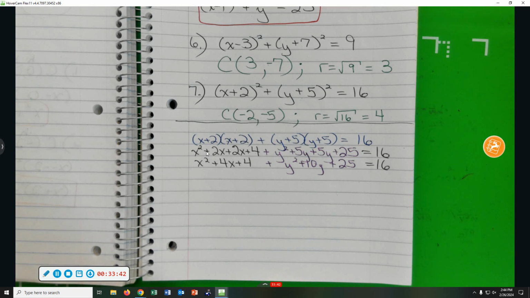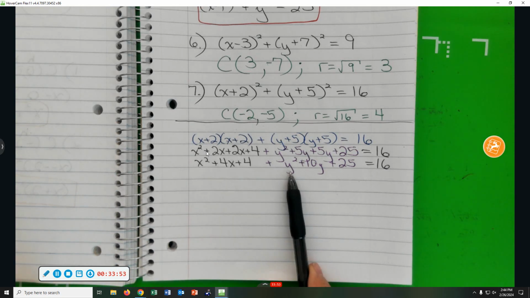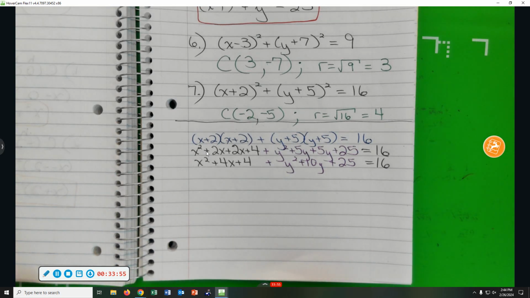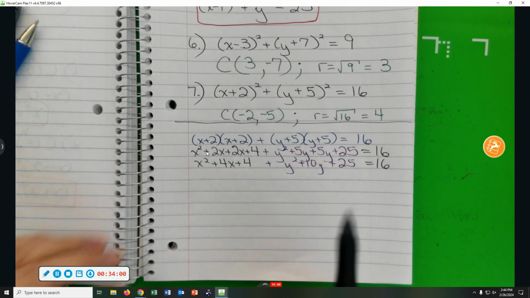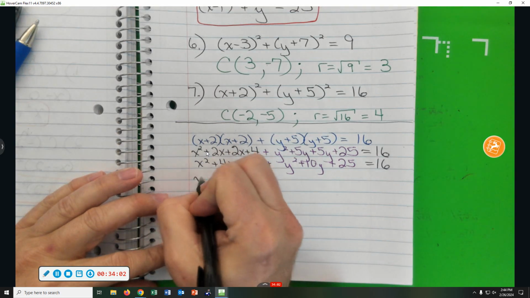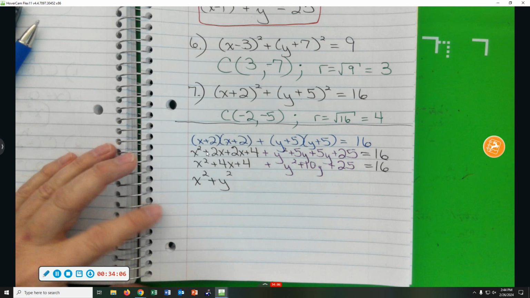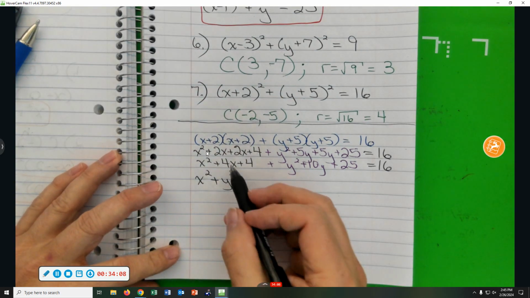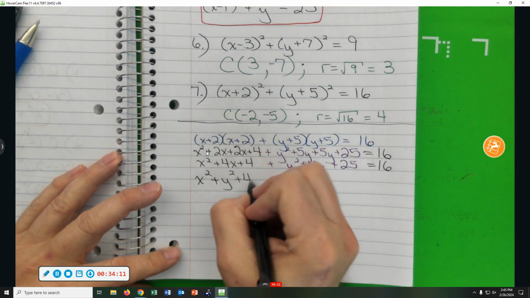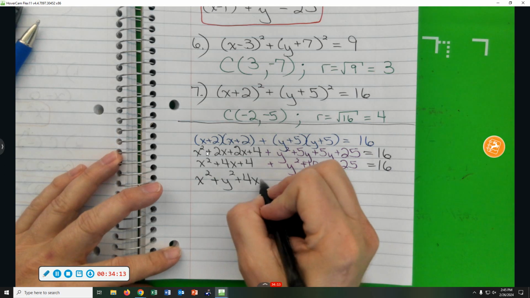And now let's suppose we're going to write the terms with the largest exponents first, based on descending power exponents. We have an x squared and a y squared. Let's put those in alphabetical order, so you can decide which one goes first. We'll write the x squared first, plus the y squared, and then the unsquared variables. We have a plus 4x and a plus 10y.